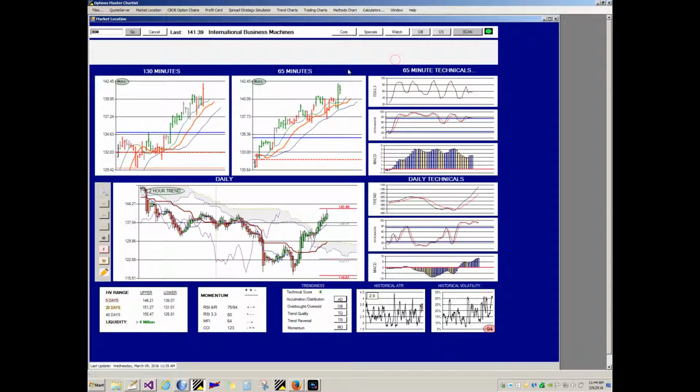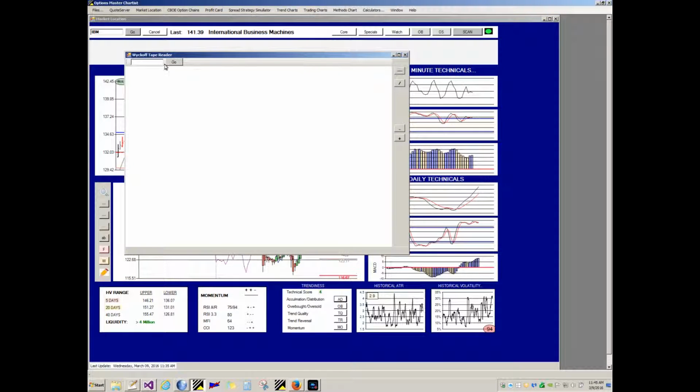But instead of looking at oscillators and indicators and trying to figure out whether something's overbought or oversold, let's look behind the bars or behind the chart and try and capture the story. What's going on between the buyers and the sellers, the bulls and the bears? To do that, we're going to look at our Wyckoff Tape Reader chart, which presents the bar information in a pretty much entirely different way. And we'll enter IBM, hit go and pull up the IBM chart.